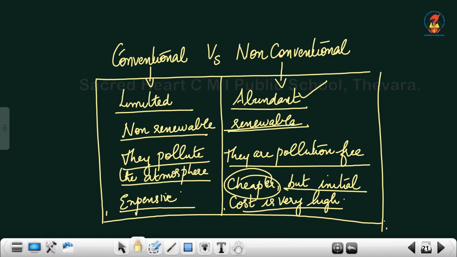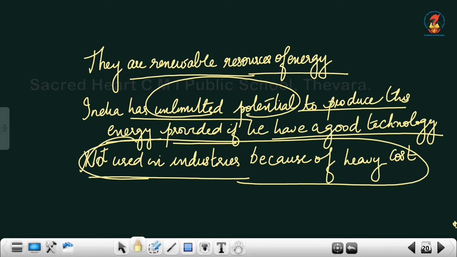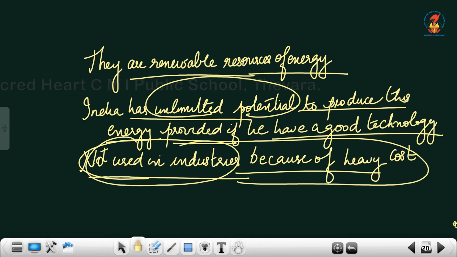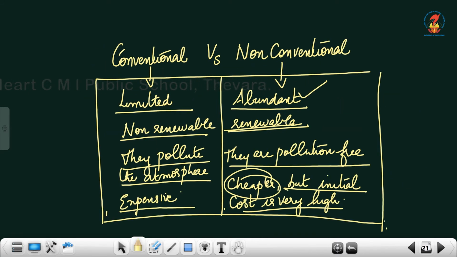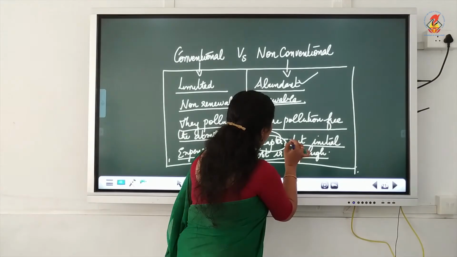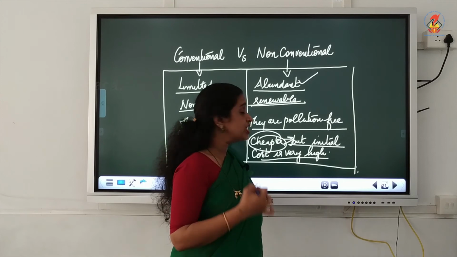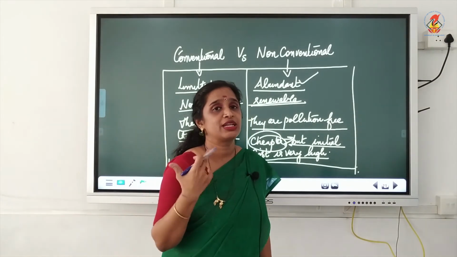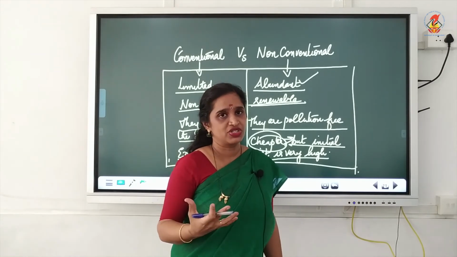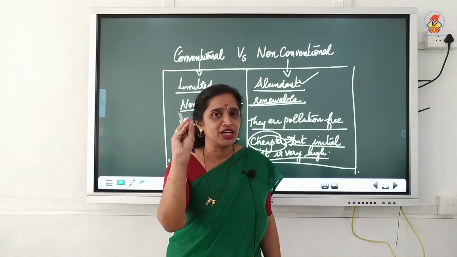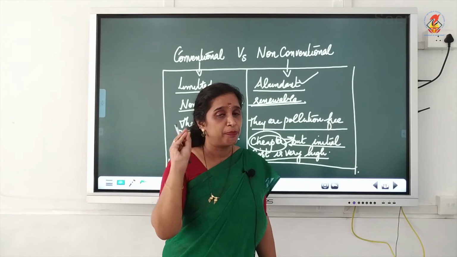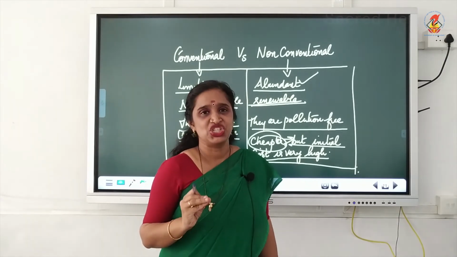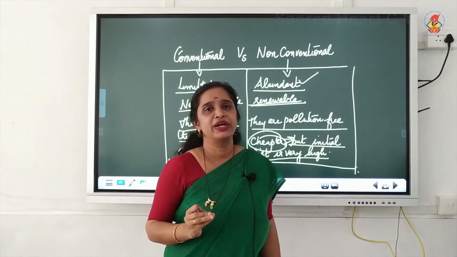That is why I told you as a last point, limited use in industries because of heavy cost, isn't it? And here I have written it as cheaper. Why? Along with that, I have written one more point here: initial cost is very high. So sometimes industries will not be able to bear that much high initial cost. So in that case, it becomes expensive. Apart from that, it is very cheap because it is available abundantly.